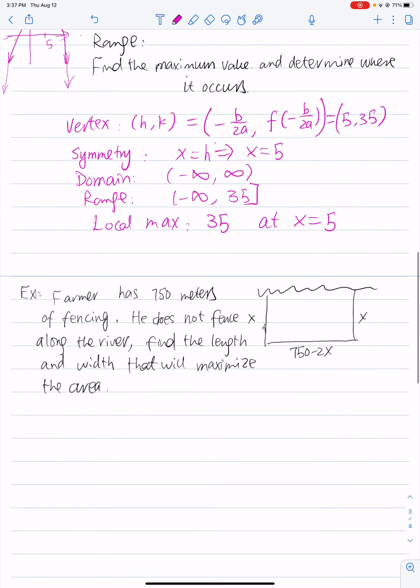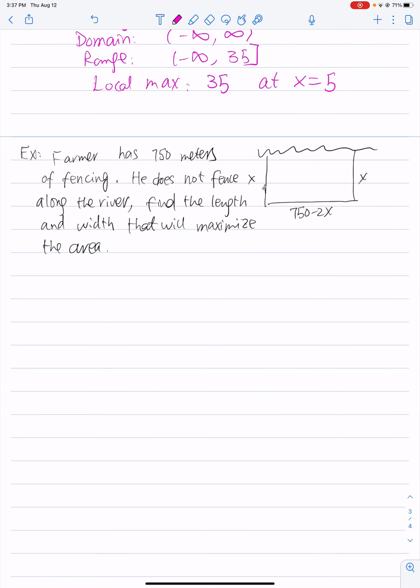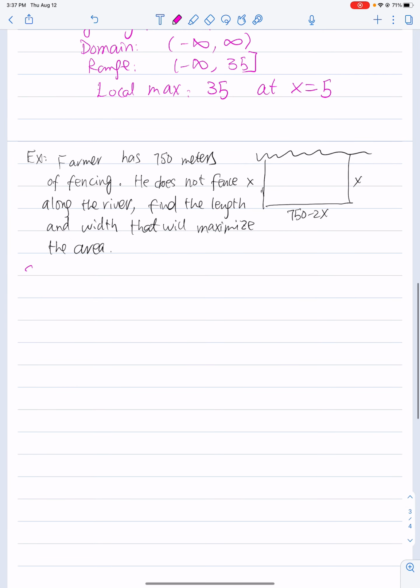Okay, so then we wanted to work on one application question. A farmer has 750 meters of fencing. He does not fence along the river. Find the length and width that will maximize the area. This is the picture, and I have already given you the x. So what should we do? Let the width be x meters.